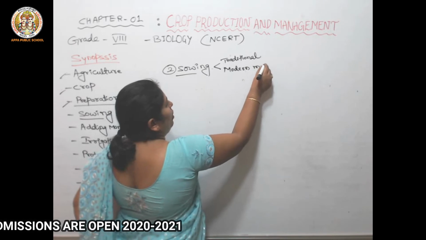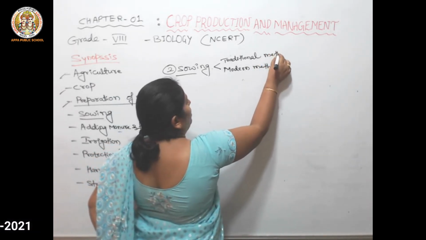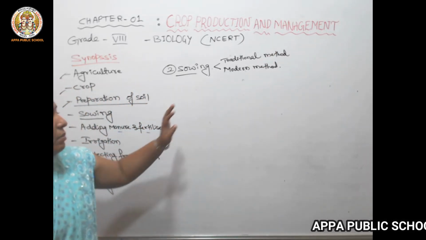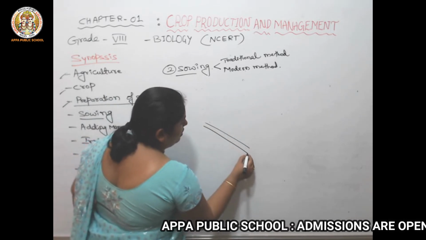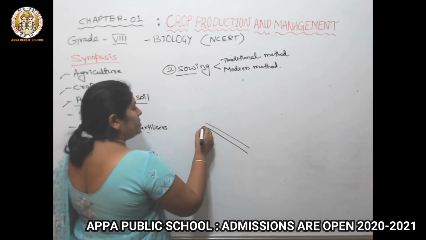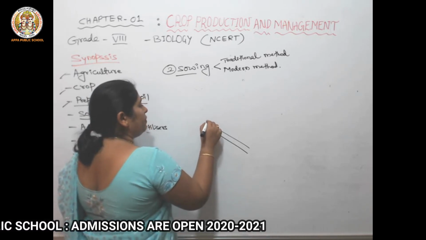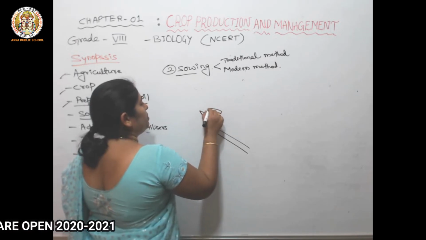Second one is modern method. Traditional method and modern method. Right. Here the traditional method means the plow was there. Remember, plow was there, right? In that same plow only, a funnel shaped arrangement will be there.